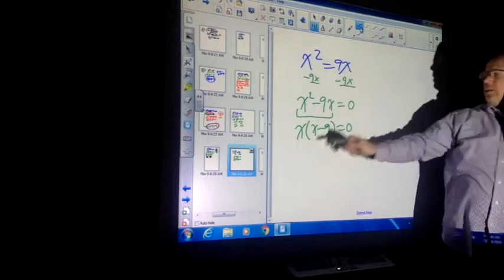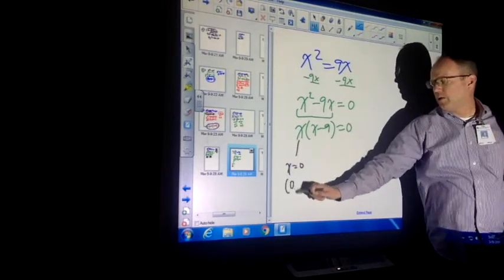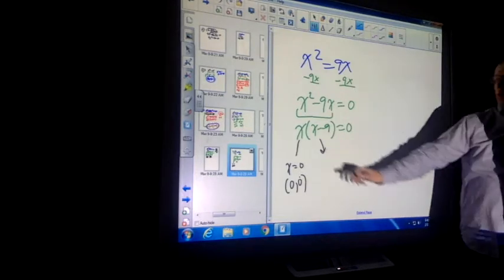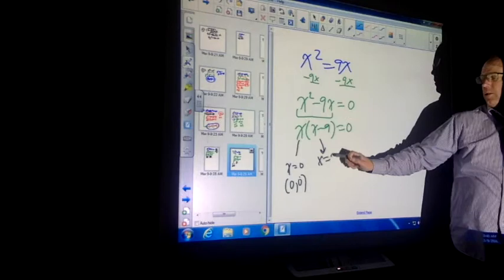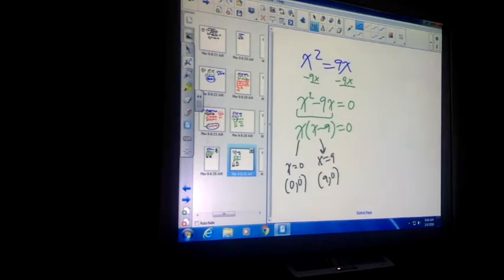So then this is going to say that x equals 0. Gives me the point 0, 0. And this is going to give me what? X equals 9. So that gives me the point 9 comma 0. Is that okay? Can I move on?